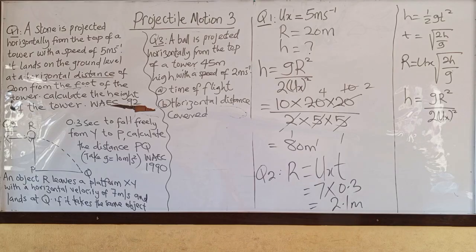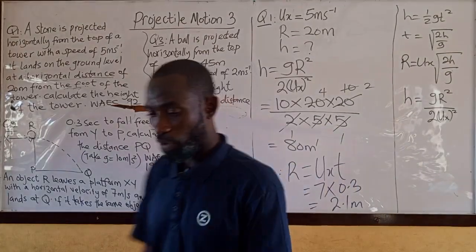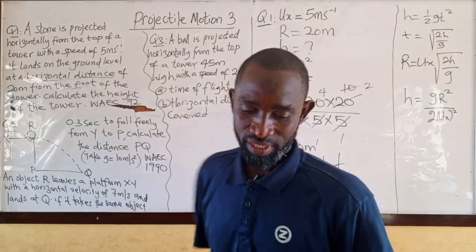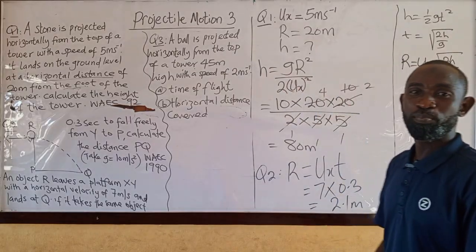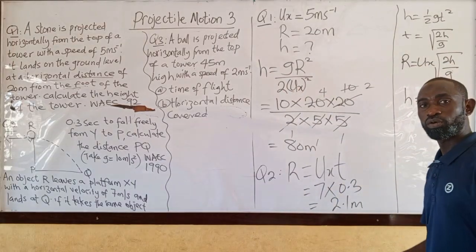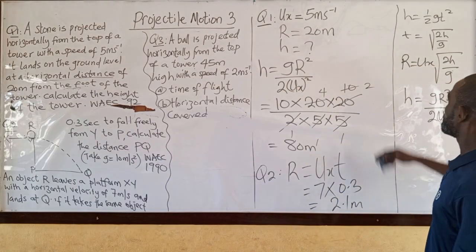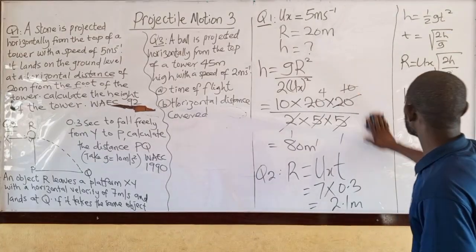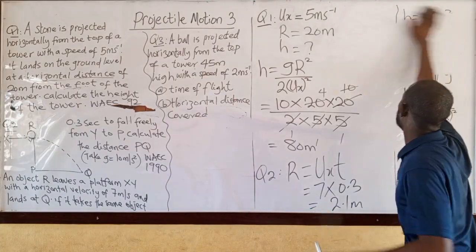one: a ball is projected horizontally from the top of a tower 45 meters high with a speed of 2 meters per second. We have been asked to find what now? The time of flight. Time of flight, like I said, is the total time spent by a projectile during the course of its motion. So let me write this one off. Questions 1 and 2 gone.